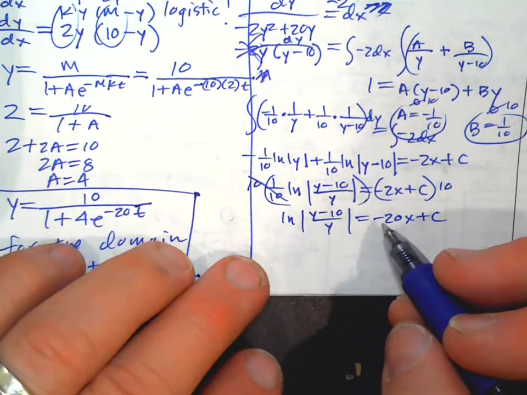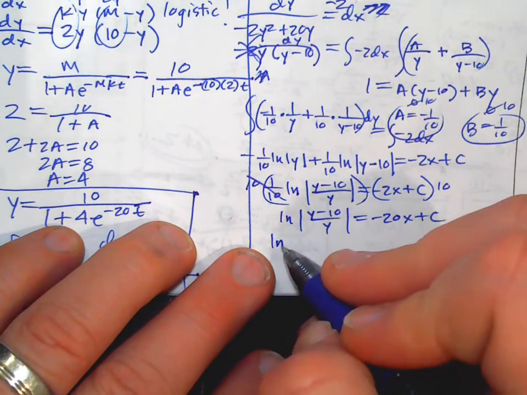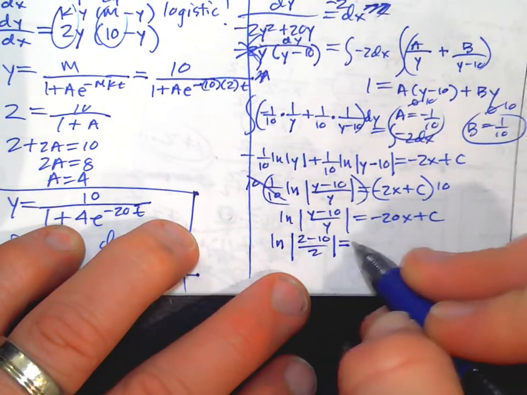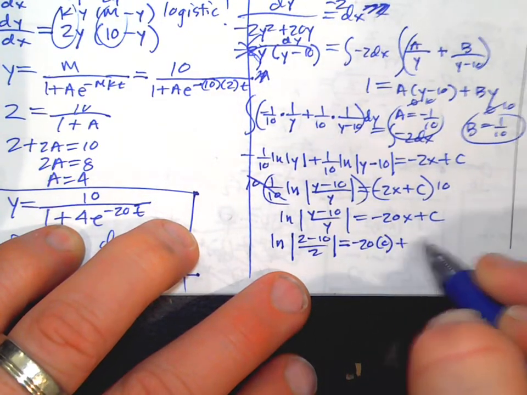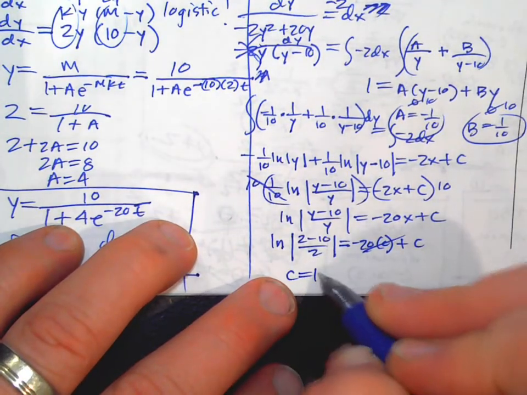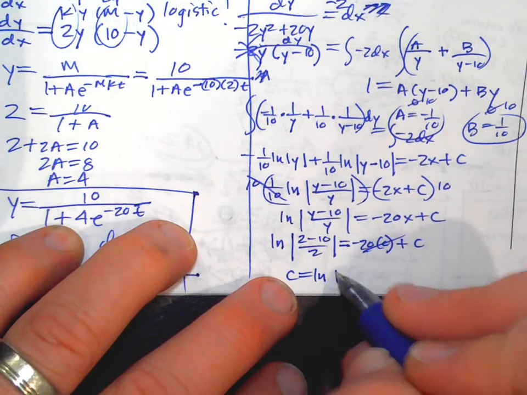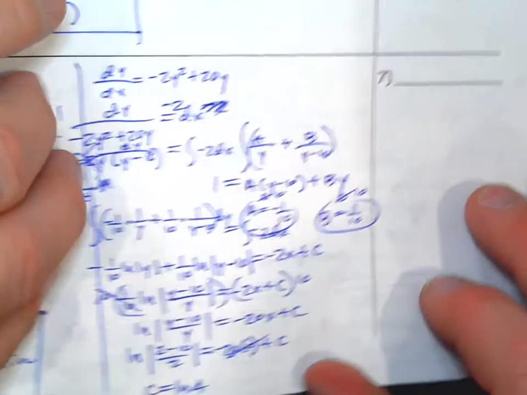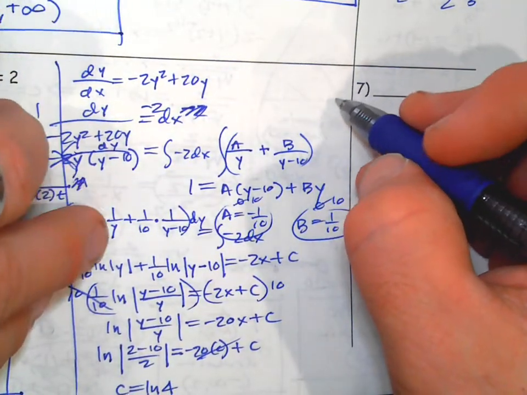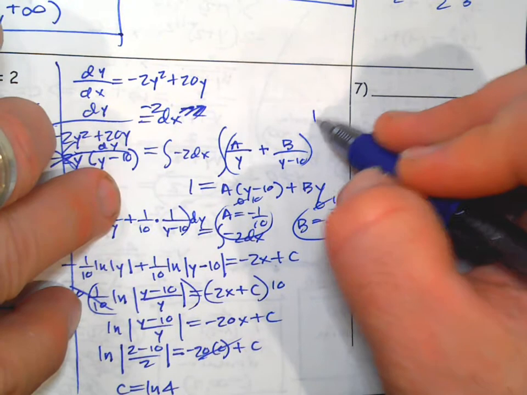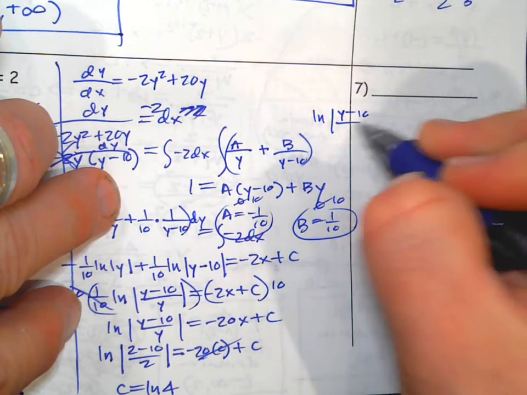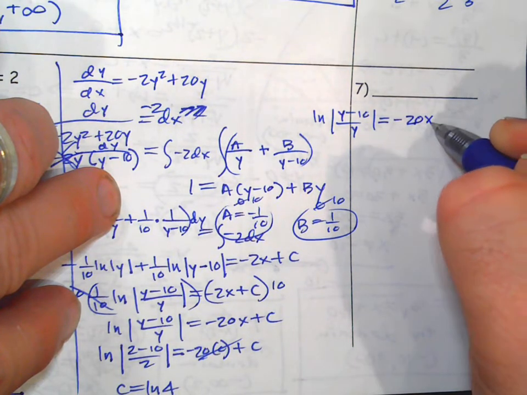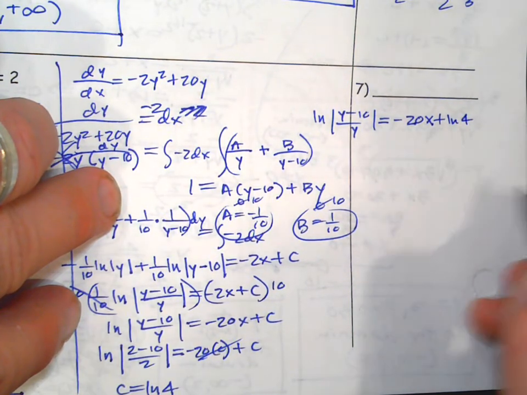Now I'm going to find the c value right now with the initial condition. So if we plug in 2 for y and 0 for x, you get c equals natural log of 8 over 4. Okay, so now we're going to rewrite it: natural log the absolute value of y minus 10 over y equals negative 20x plus natural log of 4.